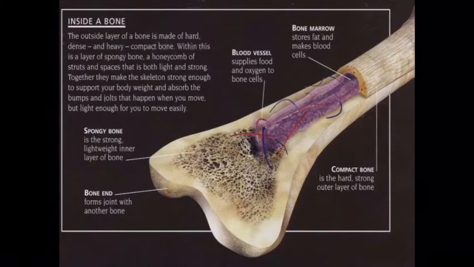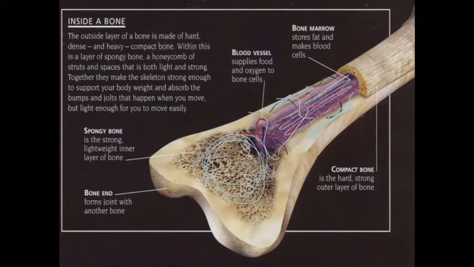So here's just another picture of a long bone that you can see a little bit more detailed parts of the compact bone in here. You can see the spongy bone in here. You can see how there are blood vessels and nerves that run through here. And then finally, you can see this bone marrow that we're going to talk about in the center.